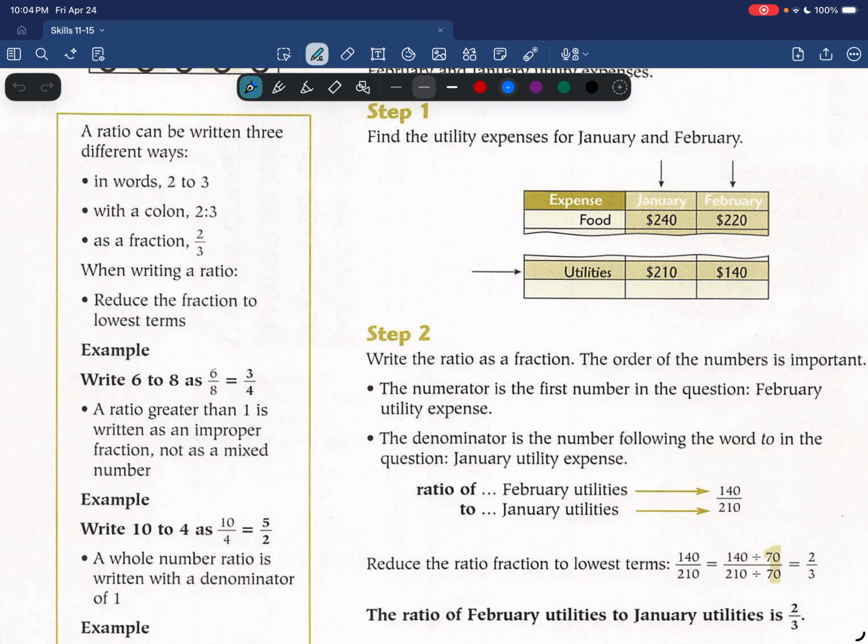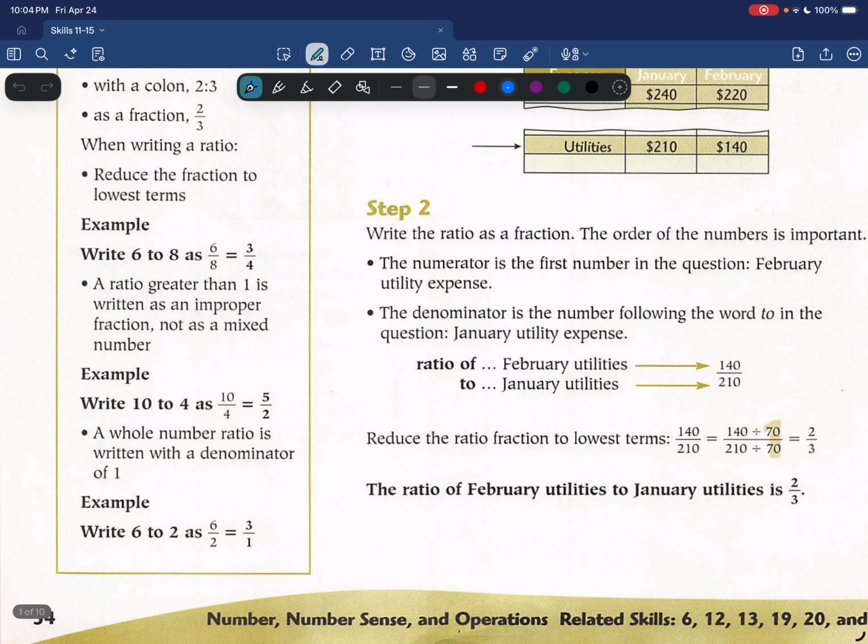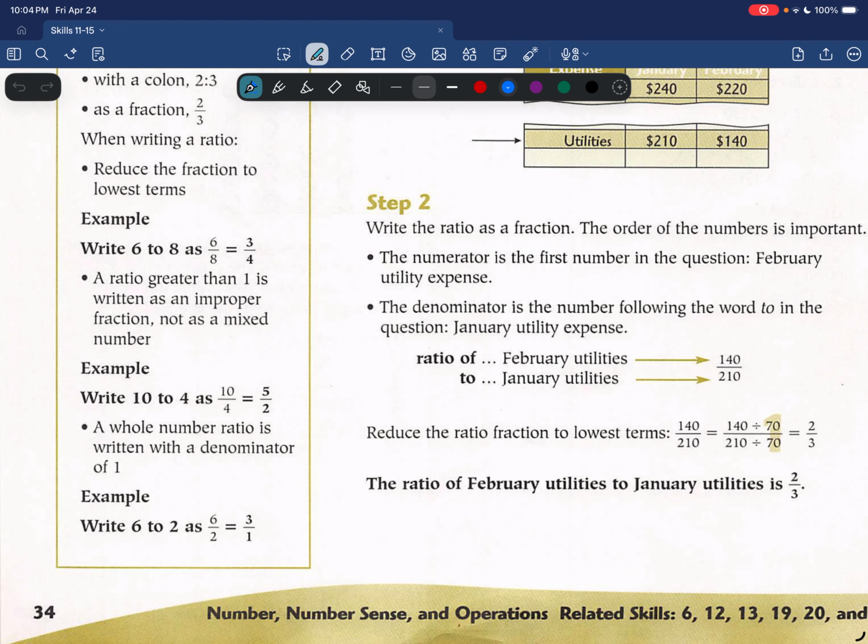A ratio greater than 1 is written as an improper fraction, not as a mixed number. For example, write 10 to 4 as 10 over 4, which simplifies to 5 over 2, but you would not bring that down to 2.5. A ratio always has a top and a bottom. A whole number ratio is written with a denominator of 1. For example, write 6 to 2 as 6 over 2 and simplify down to 3 over 1. A ratio must always have a top and bottom.